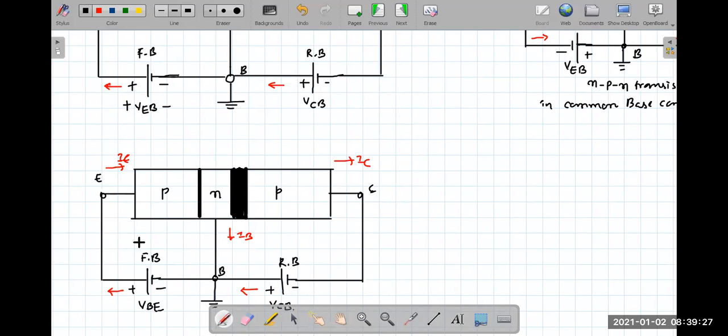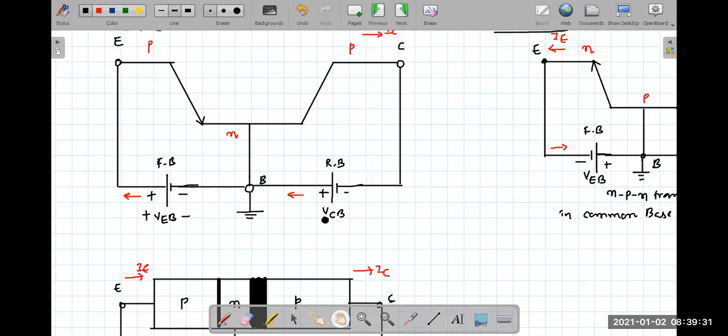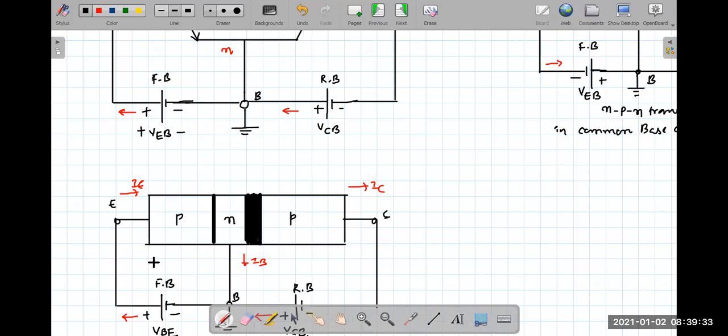This base emitter region, this base emitter loop, is called the input loop. And this one is considered the output loop. Do you agree with this? The base emitter region is called the input loop, and the collector base region is called the output loop or output region.